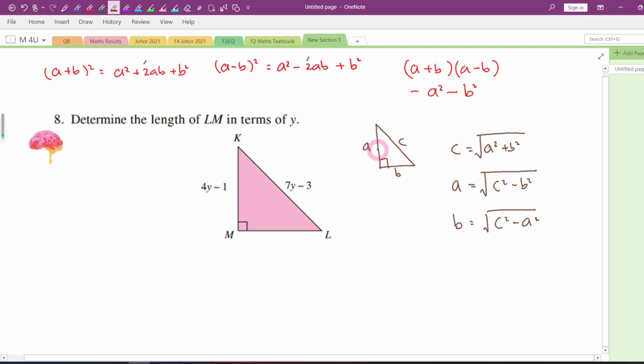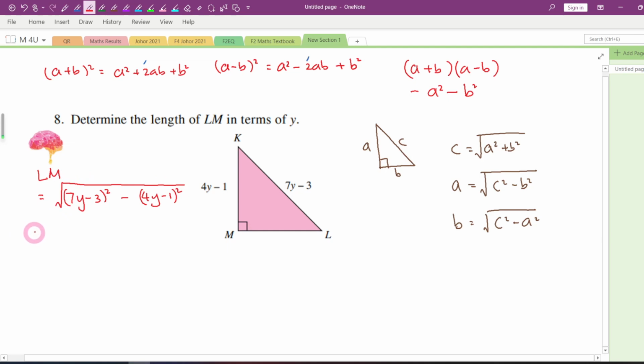Okay, so remember for a right angle triangle, 2 short, 1 long. If you want to find the length for the shorter side, minus. If you want to find the length for the longest side, plus. Okay, now I'm going to apply this in this question. I want to find LM. So first I have to ask myself, is this a long or short side? This is shorter side, right? Minus. So it will be 7y minus 3 square, remember to put a parenthesis, minus 4y minus 1 square, and don't forget we have to square root it.